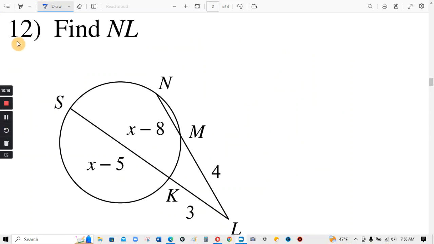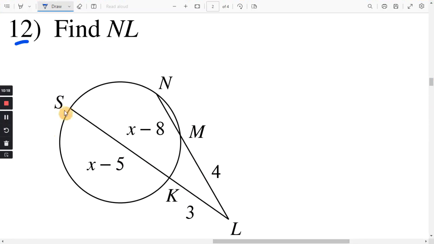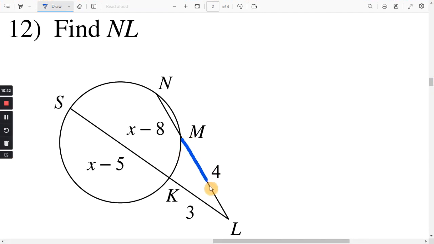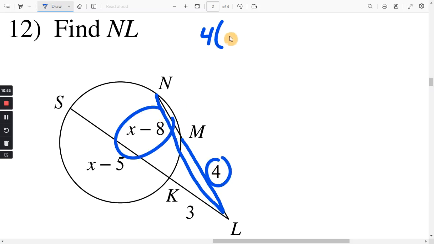All right, please pause and try number 12, and I'll give you a hint. If you can solve for x, they want you to find NL, so that's this whole segment right here. So you're going to have to plug in for x and add x minus 8 plus 4 at the very end in order to solve for NL. All right, so let's set up the equations. We have the external segment, which is 4, times the whole thing, this whole segment here, which is going to be 4 plus x minus 8.